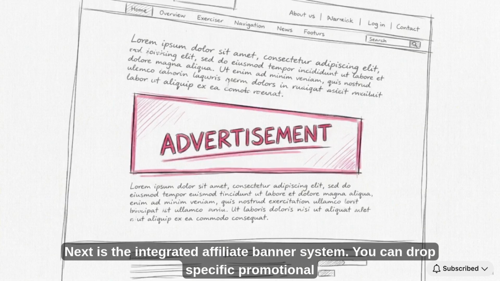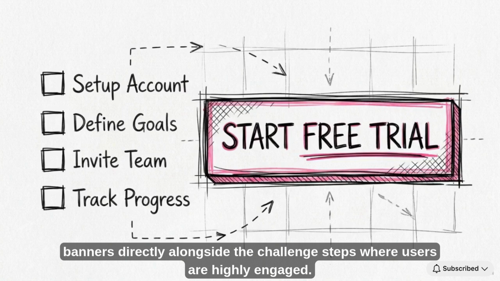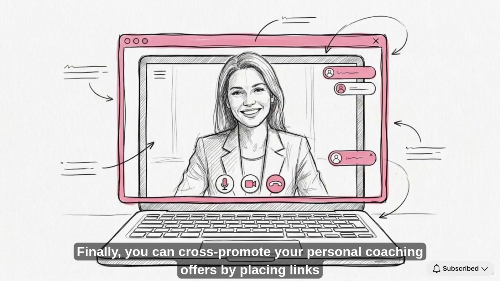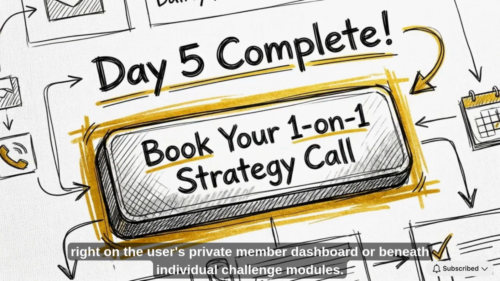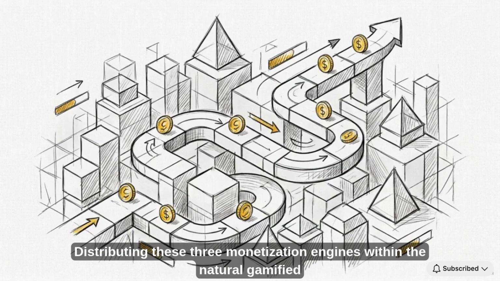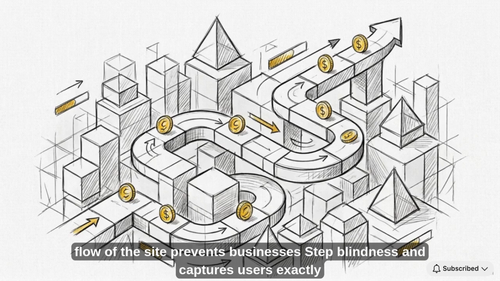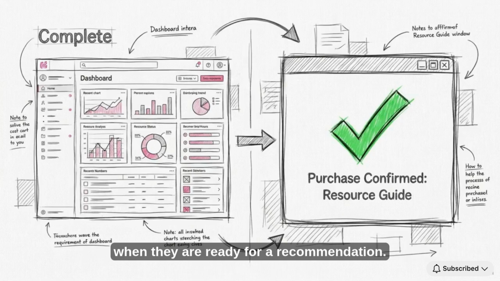Next is the integrated affiliate banner system. You can drop specific promotional banners directly alongside the challenge steps where users are highly engaged. Finally, you can cross-promote your personal coaching offers by placing links right on the user's private member dashboard or beneath individual challenge modules. Distributing these 3 monetization engines within the natural gamified flow of the site prevents banner blindness and captures users exactly when they are ready for a recommendation.